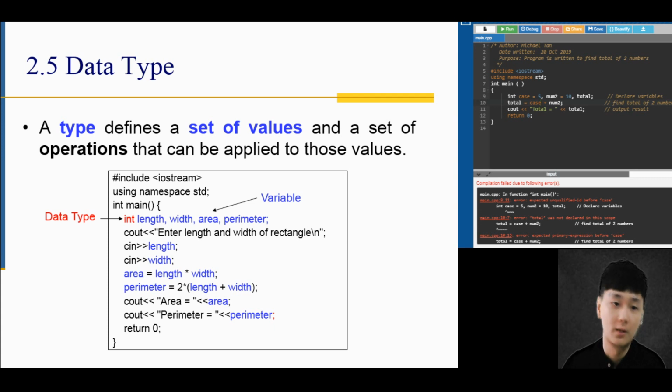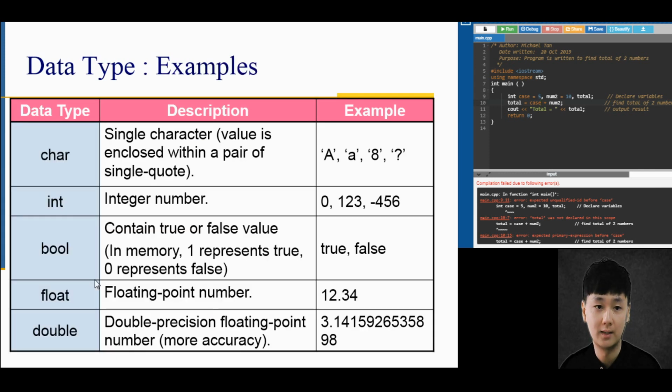Whenever you want to create a new variable, you have to declare its data type also. For instance, you have four variables here: length, width, area, perimeter. You have to include their data types. If you omit the data type, it will throw you a syntax error. So we have five common data types in C++. The first one is char. Char is used when you would like to create a variable to store only a char.